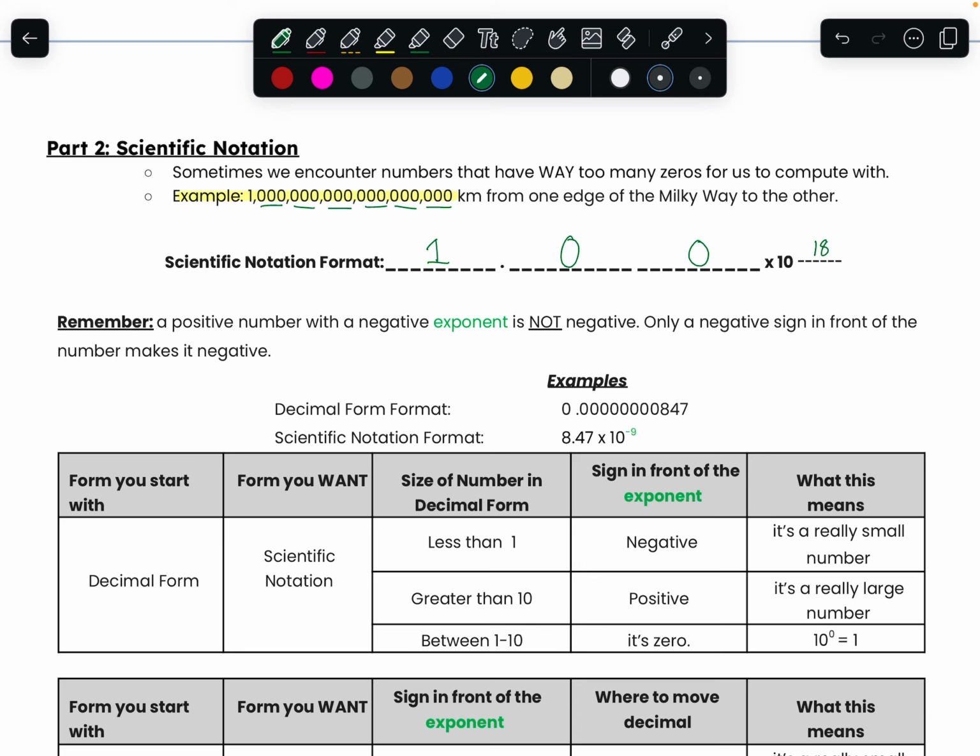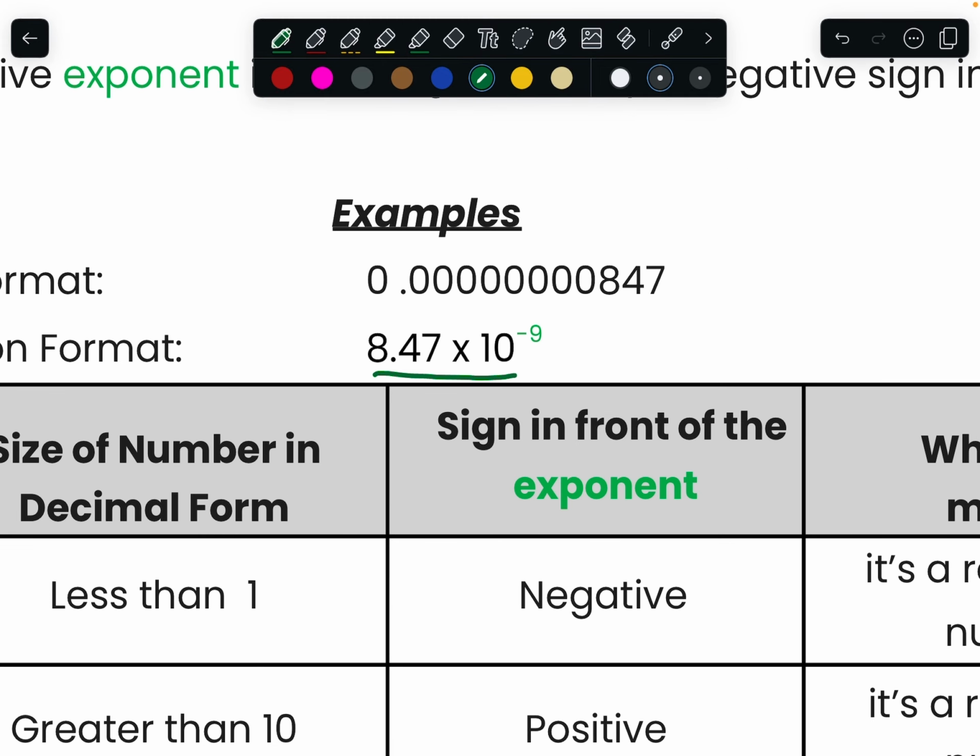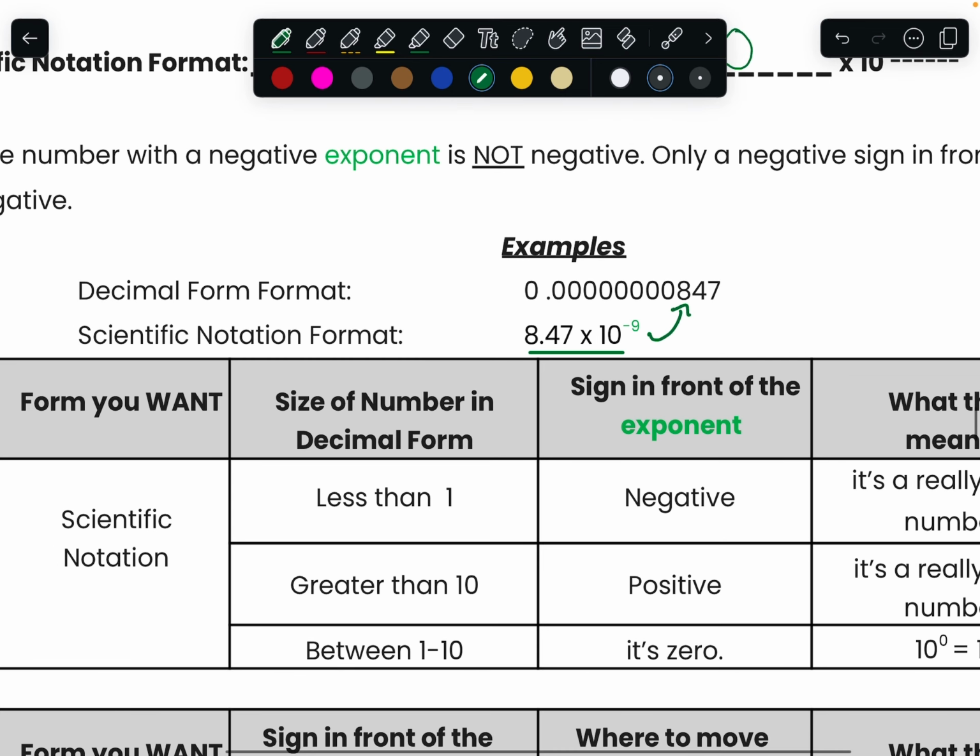Okay, so again, a positive number with a negative exponent is not negative. Only a negative sign in front of the number makes it negative. This is an important key. So as we're looking at numbers in these forms, just make sure you pay attention to that idea. So for instance, this 8.47 times 10 to the negative 9th, okay? This is not a negative number because if we see it in its numerical, or what we call decimal form in this class, you can see that it's still a positive integer. It just has a lot of zeros in front of it, meaning it's very small, okay?